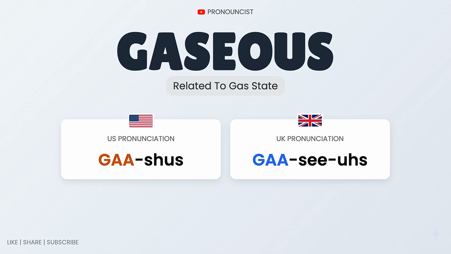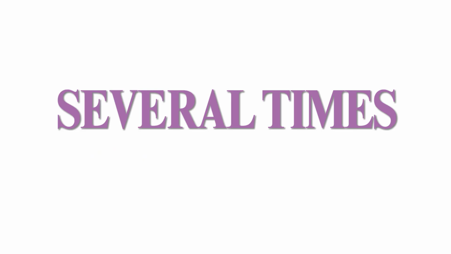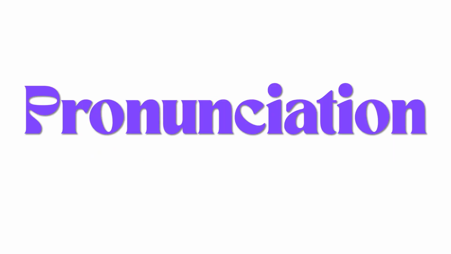Stress gay and soften shus. Gaseous. Practice repeatedly and you'll soon be able to say this word perfectly. The best way to practice is to repeat the syllable multiple times. The meaning of the word is related to gas state. Try repeating this word several times to improve your pronunciation.